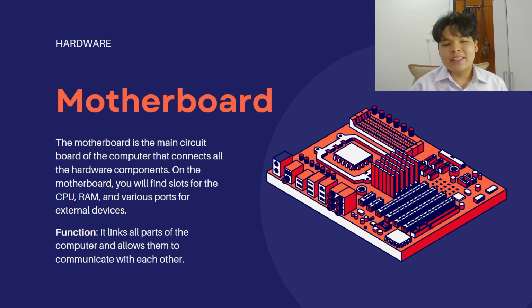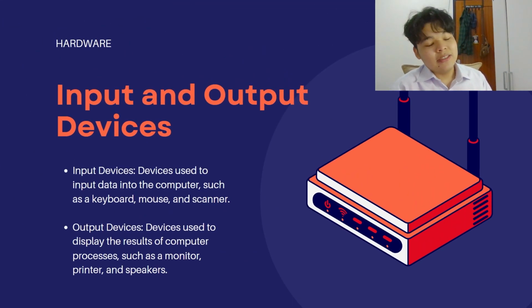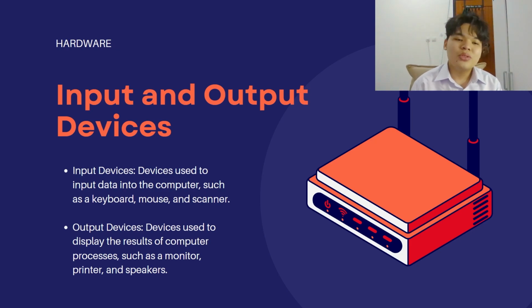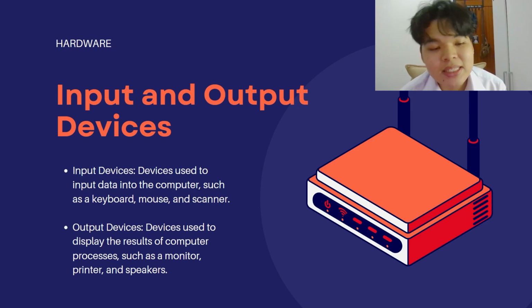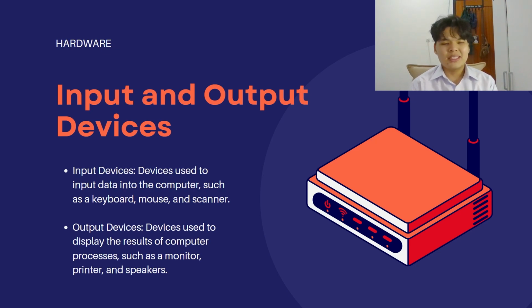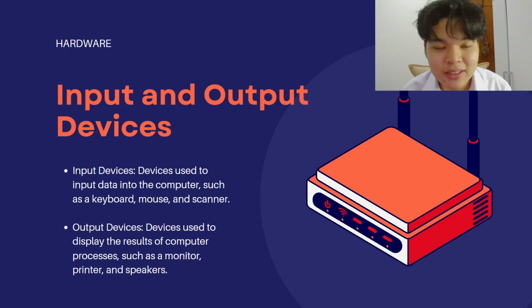Yeah. Next, we have input and output devices. What is input and output? Input devices, devices used to input data into the computer, such as keyboard, mouse, and scanner. Why is keyboard categorized as input? Because the keyboard has something that can input data. Maybe you type ABC. ABC is data from keyboard to your computer or laptop. Maybe you can say something like that. If you still do not understand, maybe you can google it.